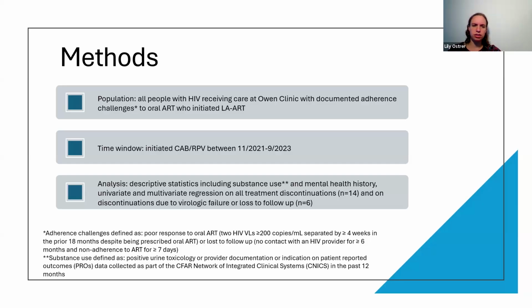And then just to note how we defined adherence challenges. It was essentially the same as Latitude. It was either a poor response to oral ART, which was defined as detectable viremia in the prior 18 months, or loss to follow-up, which was no contact with an HIV provider for at least 6 months and non-adherence for at least 7 days. And then we looked at substance use within the prior year, either by looking at urine toxicology results, provider documentation, or on patient-reported outcome surveys that were collected as part of the CNIX program.